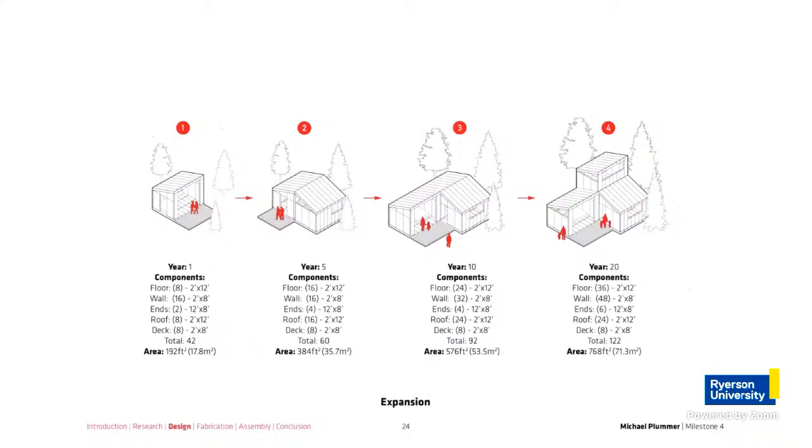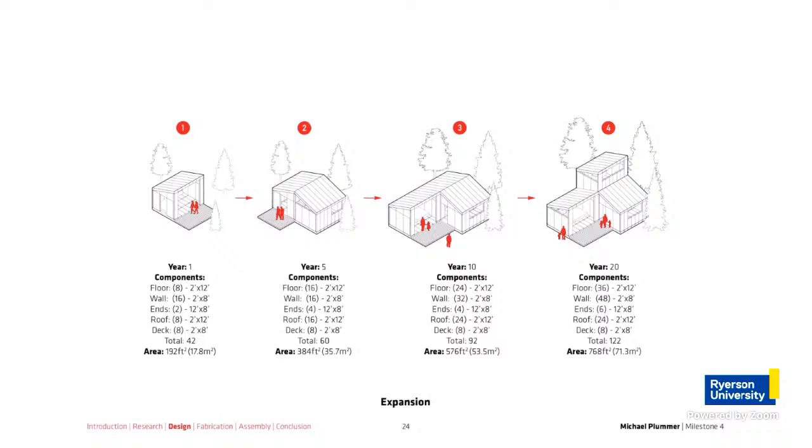This drawing demonstrates this process over the course of 20 years. As dwelling needs change, the construction system is responsive and expands to facilitate additional uses. This expansion can occur in either the X, Y, or Z direction. The components from the previous dwelling are all reused in the construction of the next iteration.